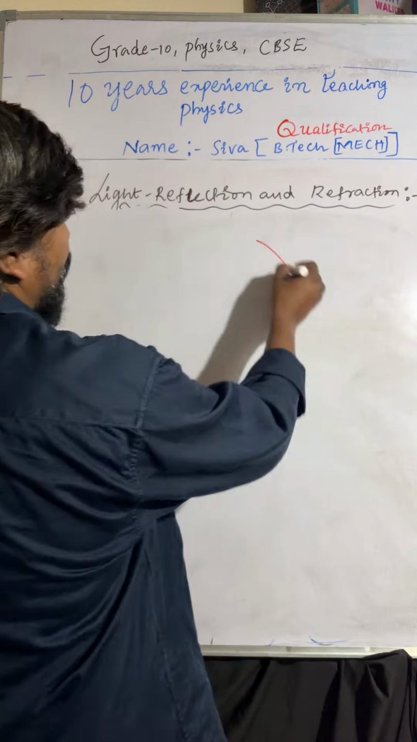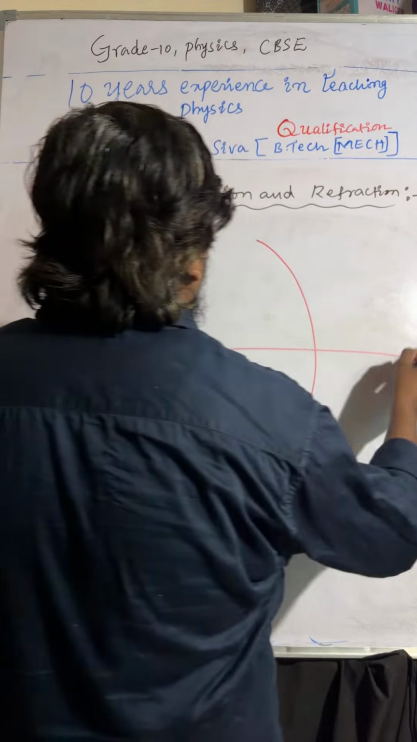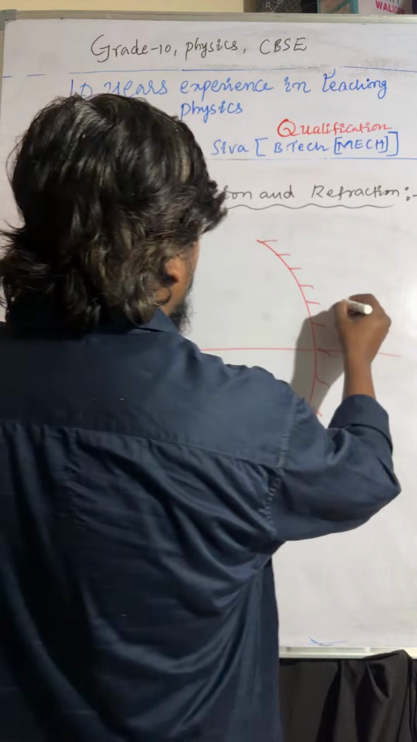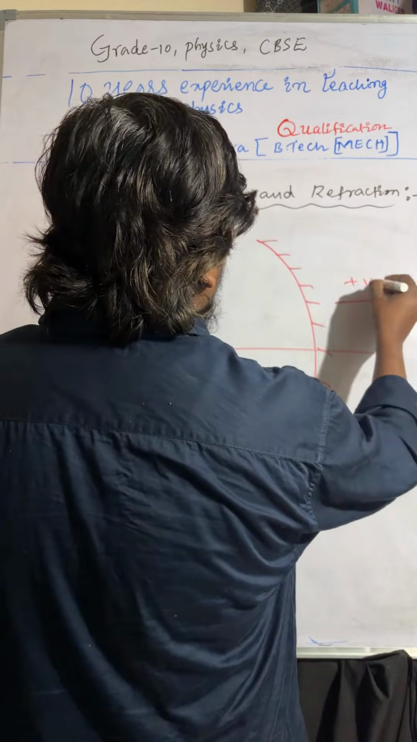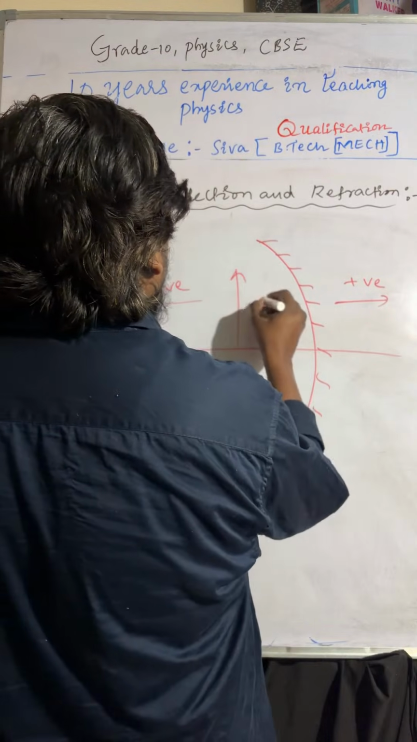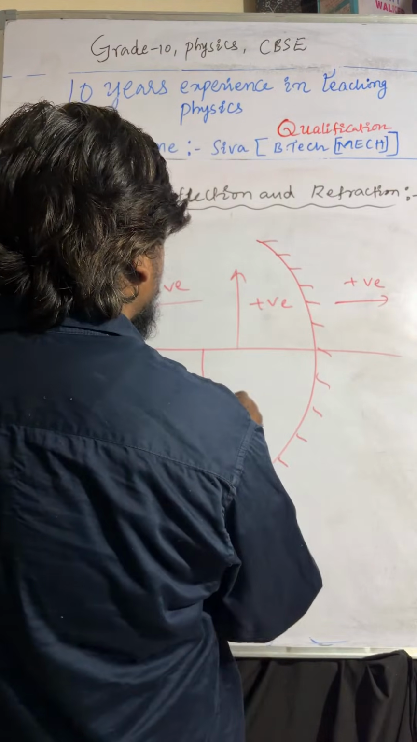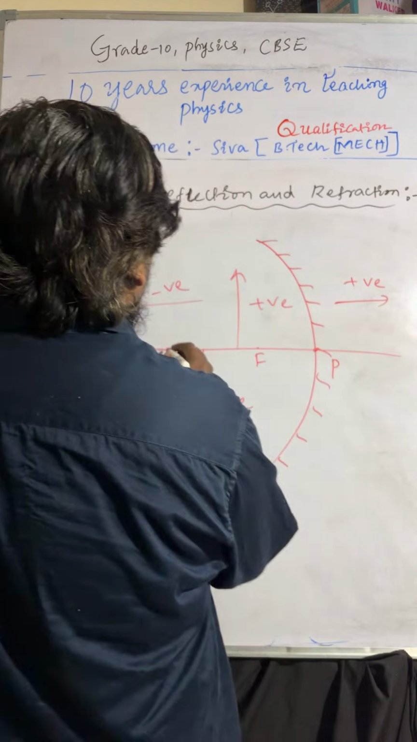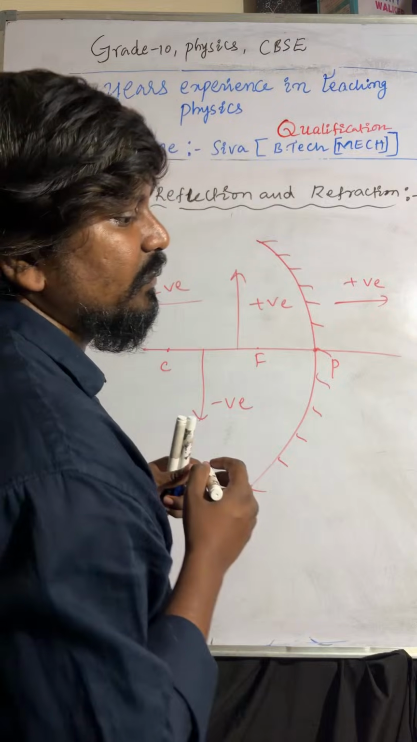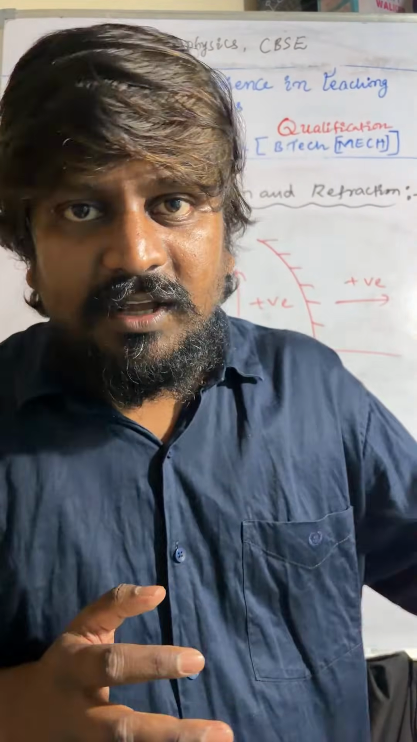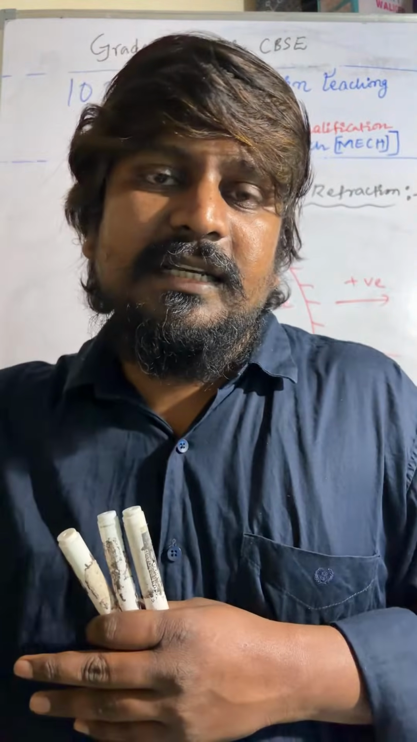So I'm taking here a concave mirror. All measurements will be taken from the pole. In this direction positive, opposite direction negative, above the principal axis positive and below the principal axis negative. All measurements will be taken from the pole in the direction of incident rays, all are positive. Opposite to incident rays, all are negative.